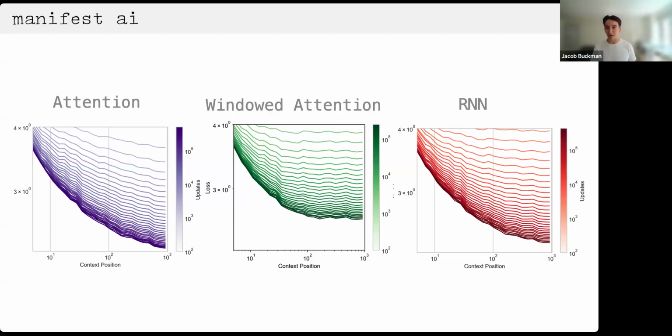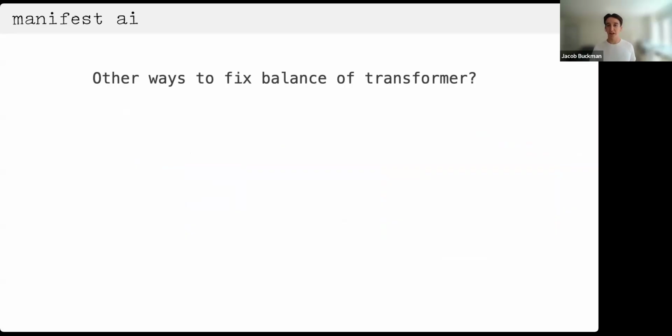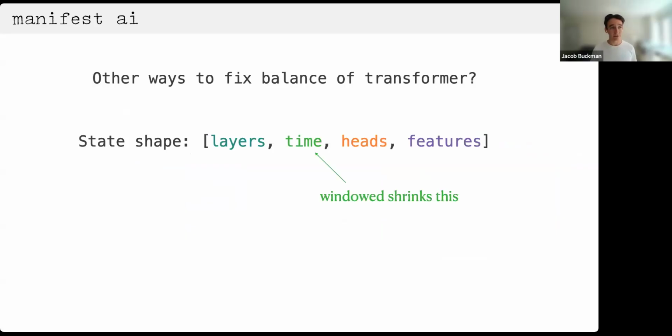So it's maybe obvious in retrospect, but the big advantage that RNN type models have over windowed attention type models is that they're actually able to use information from the entire context rather than just some small recent window. Now, windowed transformer is not the only way to improve the balance of the transformer.